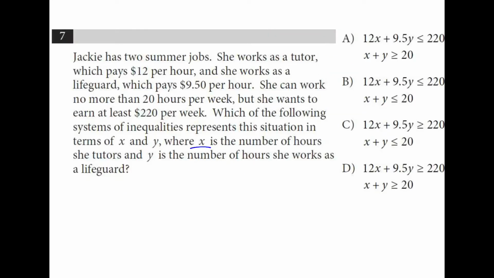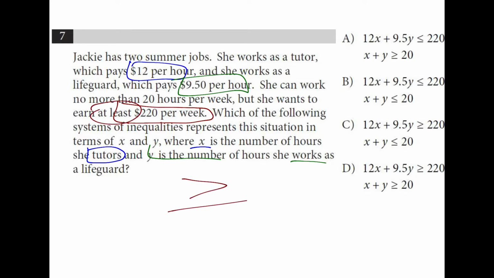They tell us X is the number of hours she tutors, and this is the hourly rate, so I should see 12X. Y is the number of hours works as a lifeguard, which is 9.50, so I should see plus 9.5Y. All of those check out. She wants to earn at least 220, so at least means we're looking like this, bigger than or equal to. So that one's wrong, that one's wrong. It's either C or D.